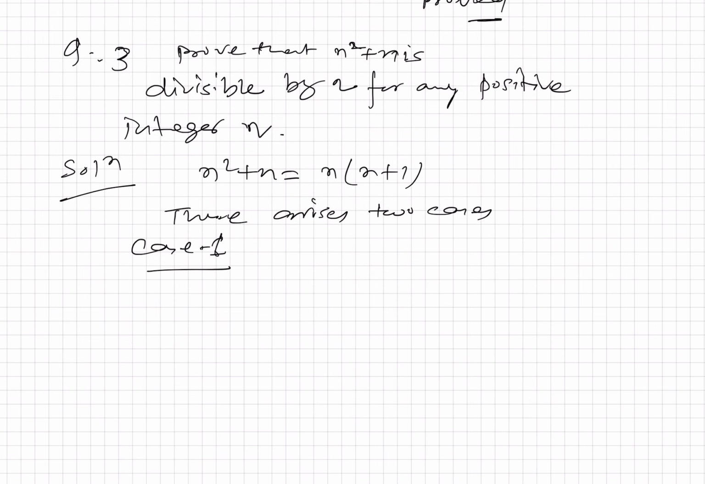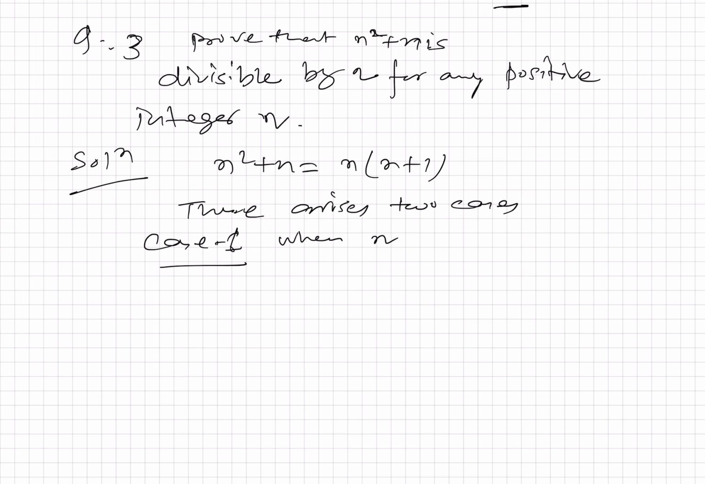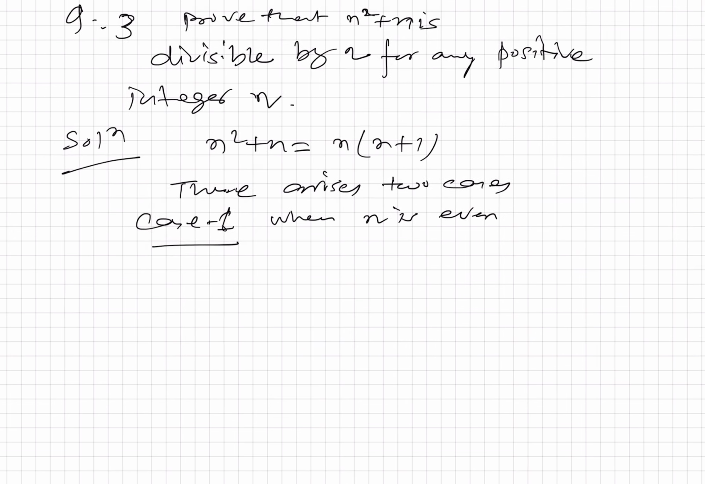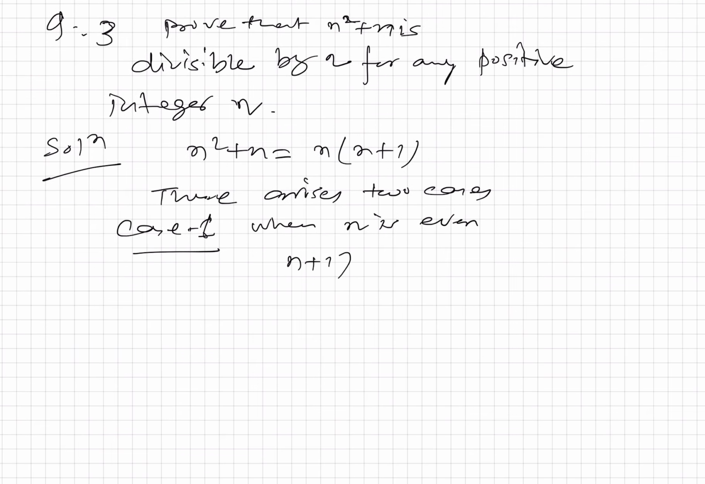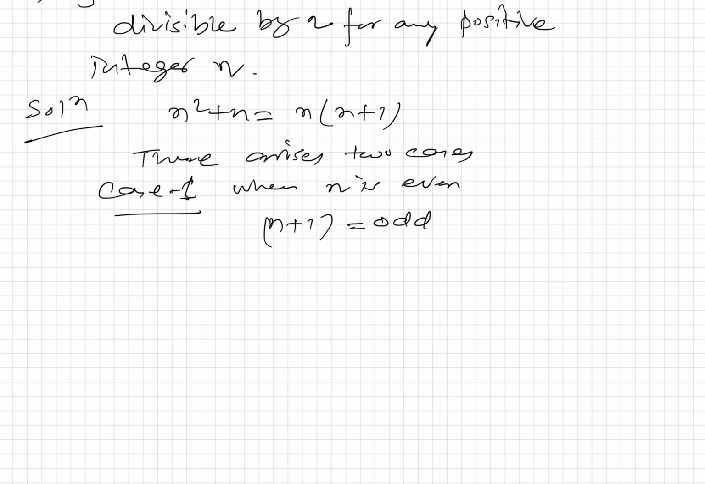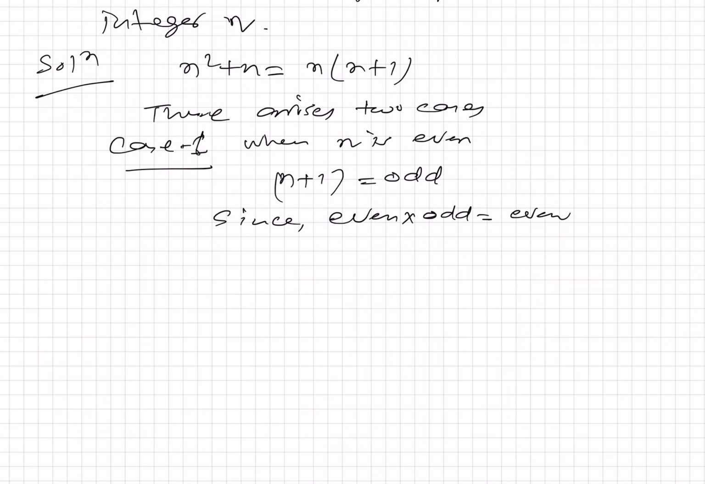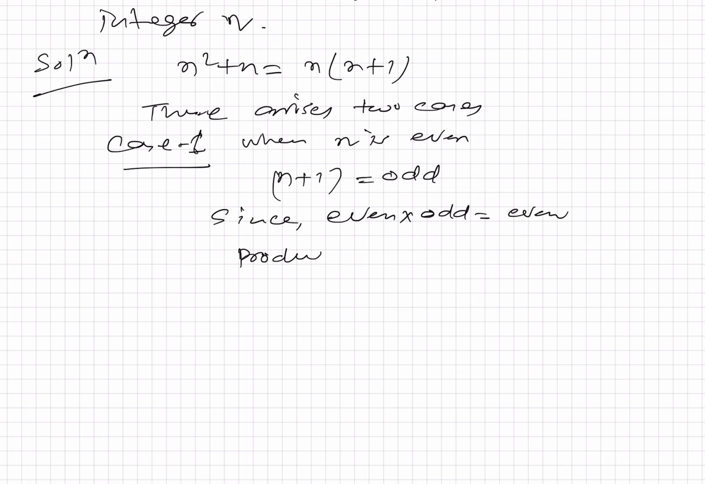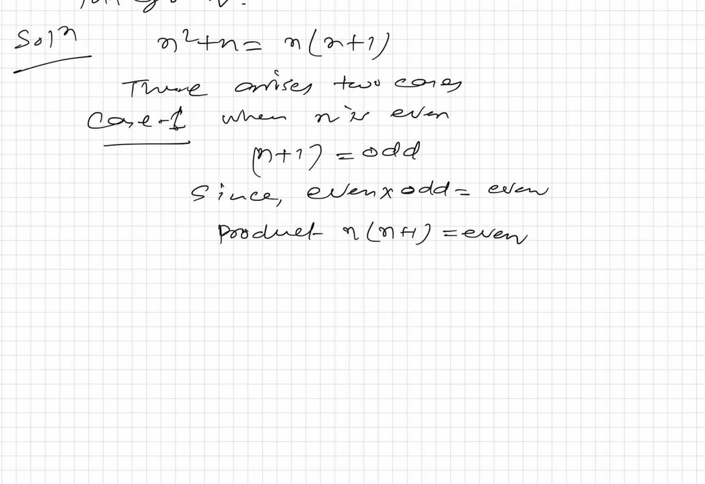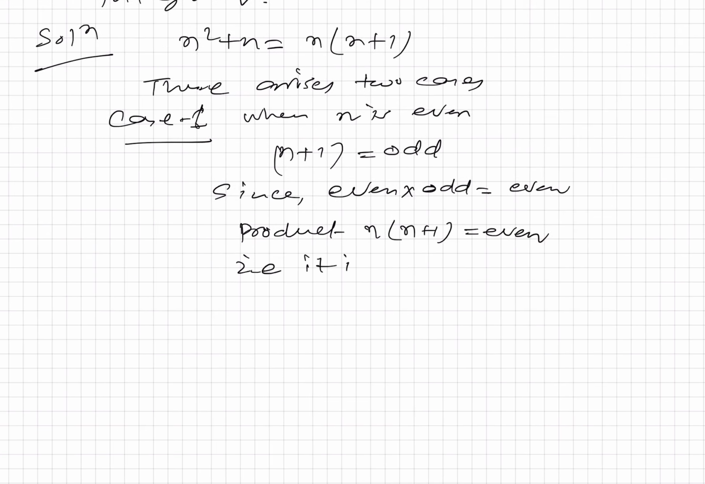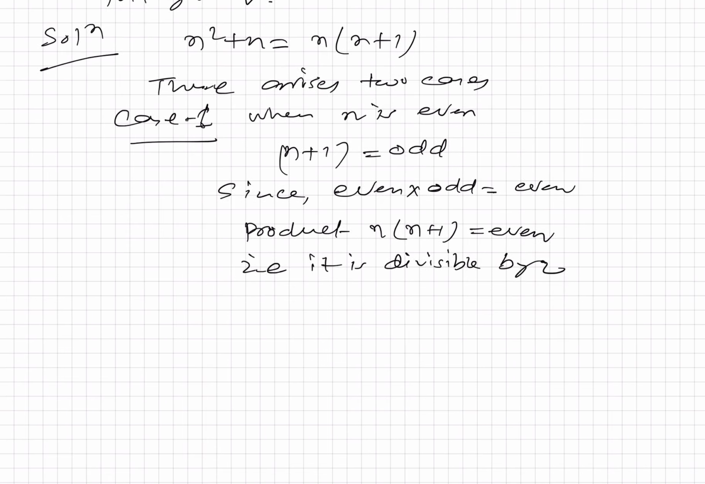Case 1 is when n is even, then n plus 1 will be odd, and since even into odd is equal to even, okay, so product n into (n plus 1) is equal to even, that is, it is divisible by 2.